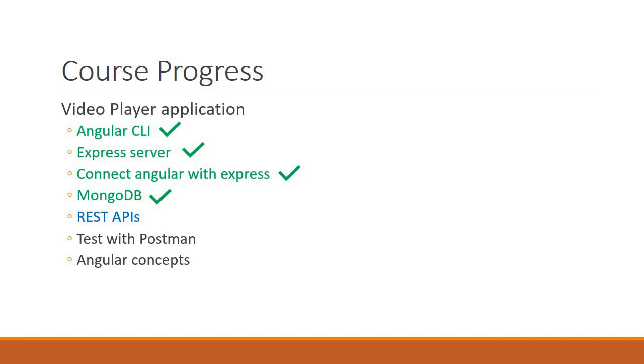Just to reiterate what we've learned so far, we have created our Angular application using Angular CLI. We also created our Express server and connected our Express server with the Angular application. And in the previous section, we also created our Mongo database. So next, we are going to create the REST APIs.